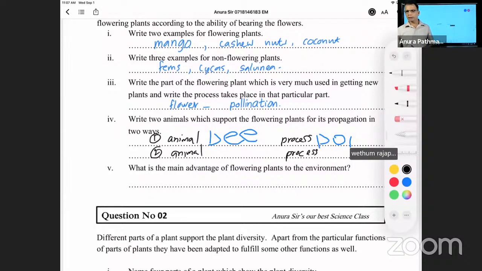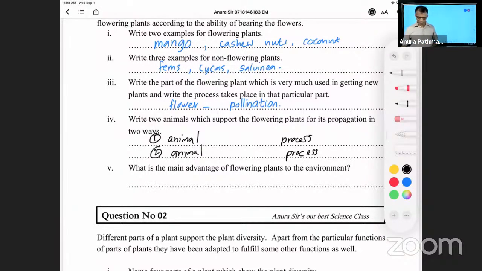It should be pollination. Somebody is writing on the shared screen, which is not allowed. I'm sorry. That's it. Please don't write anything on the shared screen. Okay? Okay, sir. Right. I have logged it.